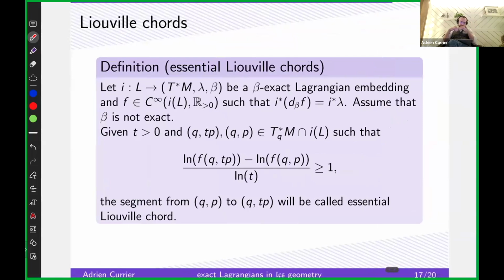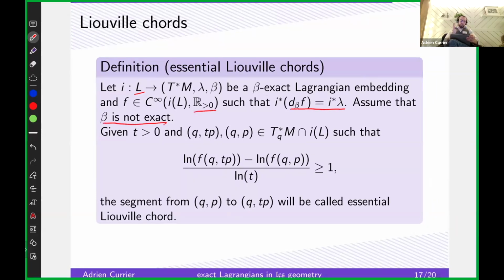Now, what are essential U-virtuals? The definition, as stated here, looks a bit atrocious, but let me carry you through it. So you take a Lagrangian L in the cotangent bundle of M. Recall that being a beta exact Lagrangian means that there's a globally defined map F such that d beta F is equal to the pullback of lambda. Now we add the following technical assumptions. F is positive and beta is not exact.